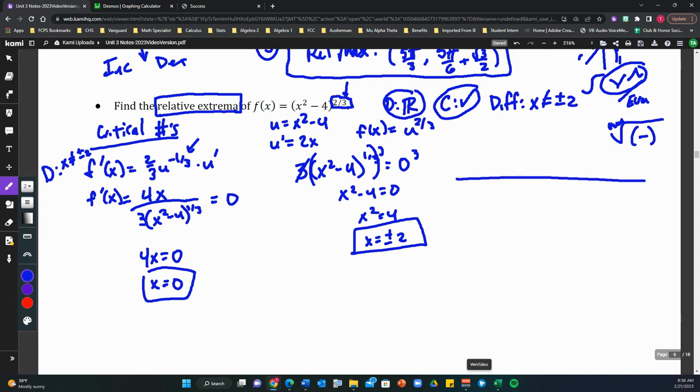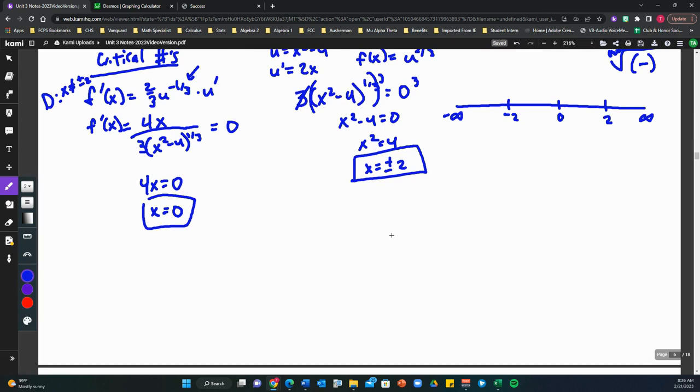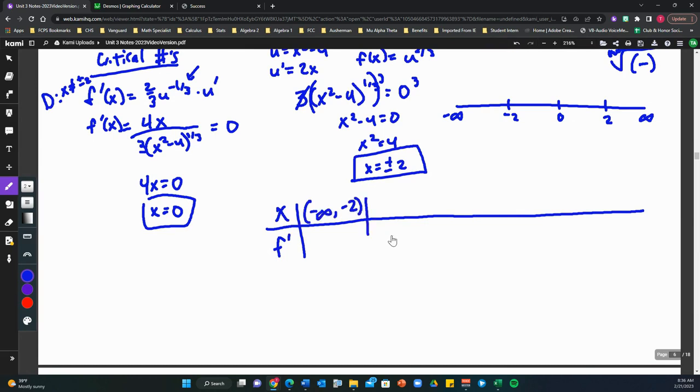So again, thinking about our test intervals from negative infinity to infinity, which goes back to our domain of all reals, I would be stopping at negative 2, 0, and positive 2. So I have 4 test intervals to work with for this guy. So let us set up those intervals. I'm going to go from negative infinity to negative 2, stop at our critical number, negative 2 to 0, stop at the critical number, 0 to 2, stop at the critical number, and then 2 to infinity.